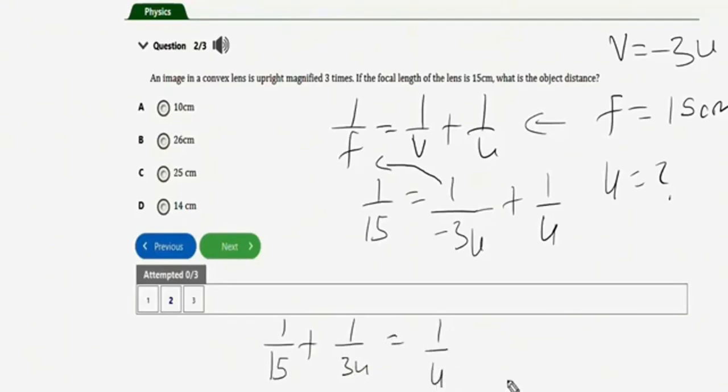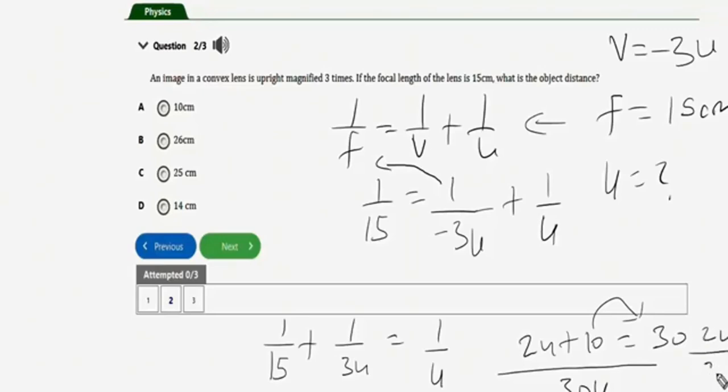When you find the LCM, the LCM is 30u. So 30u divided by 15 gives 2u, so 2u times 1 is 2u, plus 30u divided by 3u gives 10, so 10 times 1 is 10, equals 30u divided by u gives 30, so 30 times 1 is 30. So you make u the subject of the formula. This 10 goes over the equality sign and changes sign. So 30 minus 10 gives 20. So you are left with 2u equals 20.